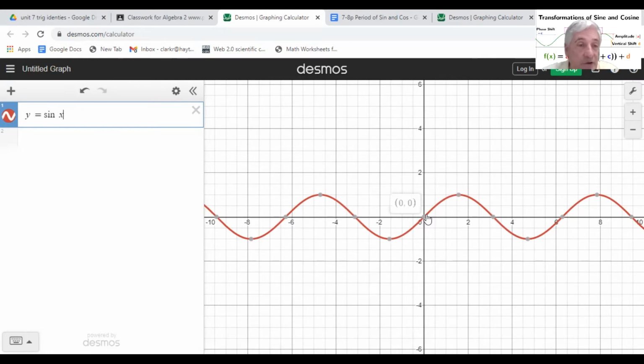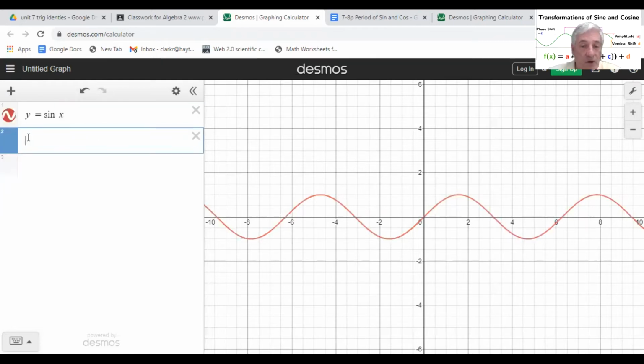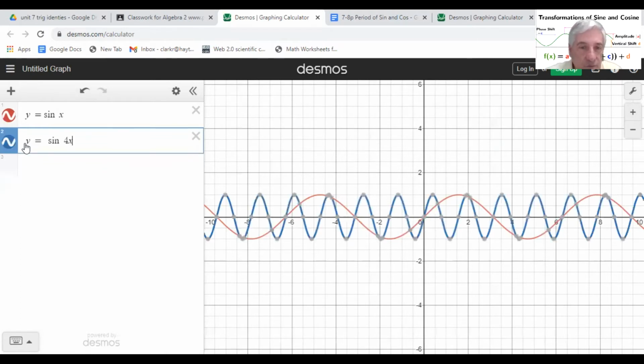We said all we got to do is put a number in front of x. So what happens if we want to put a positive number in front of x? I'm going to choose 4. So let's do that. Y equals sine 4x. What have I done? I've compressed the wave, right? The wave's compressed.